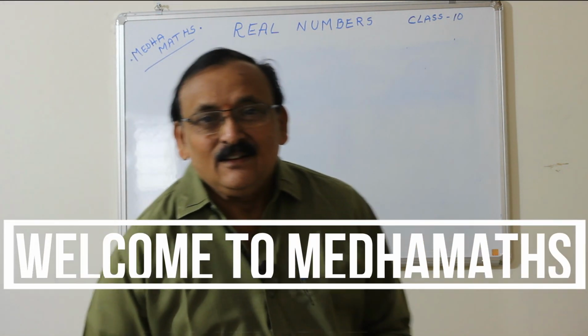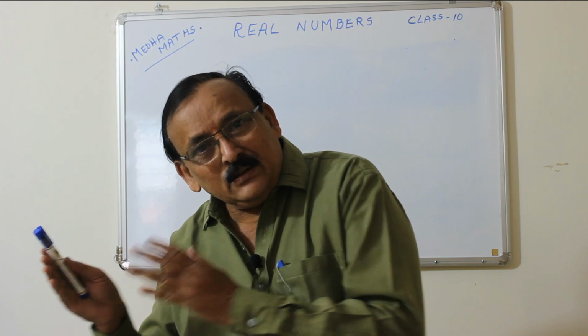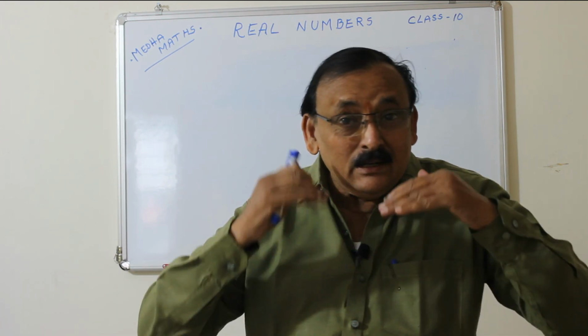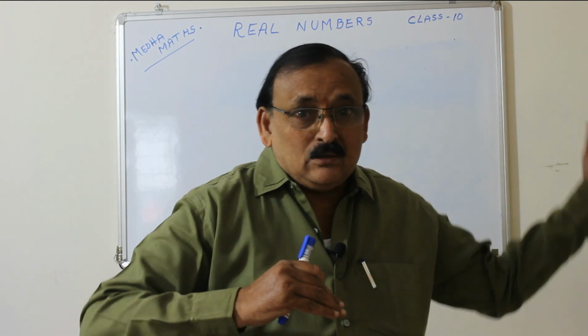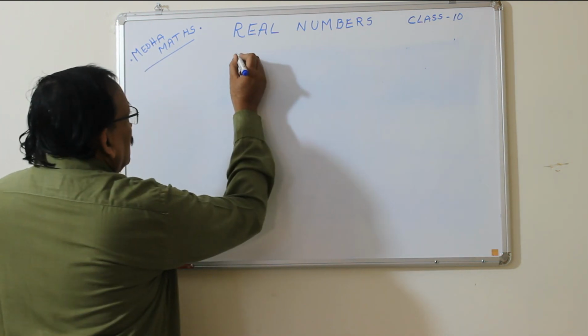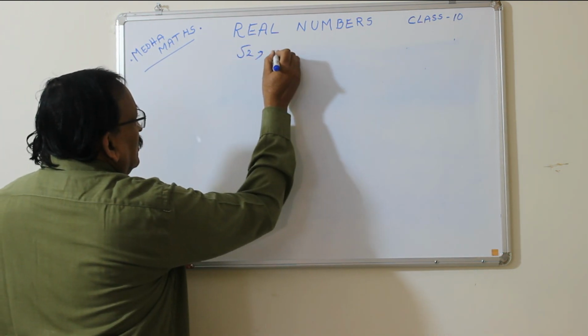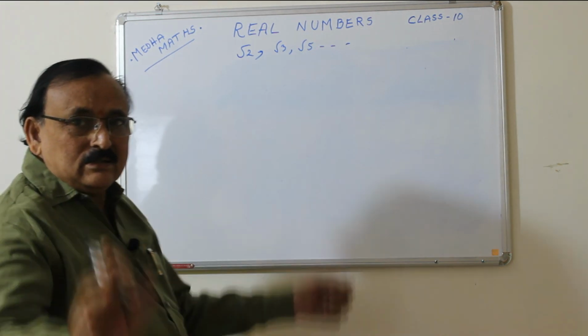Good morning, students. Already we proved that root 2, root 3, root 5, root 7 are irrationals. We are in that stage. Again, we need not go back to prove that root 2 or root 3 or root 5 are irrational. Root 2, root 3, root 5, and so on are irrationals.